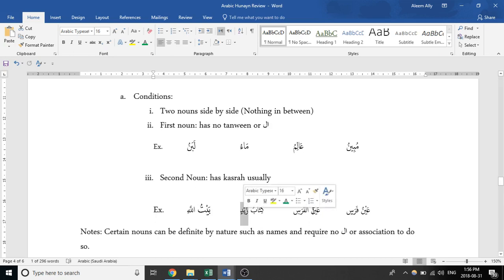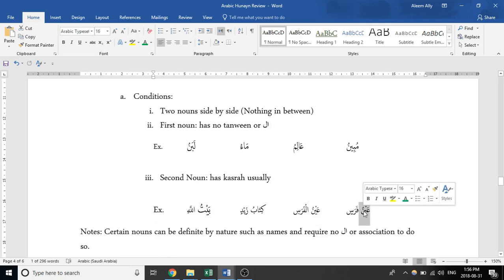The other example here is Ainul Farasi, which means the eye of the horse. And then finally we have Ainu farasin, which means the eye of a horse. You see the association here? We have the owned, and then we have the owner. We know this is owned and definite because it doesn't have alif lam, it doesn't have tanween, and it's followed by a word that has kasra. But that may not always be the case.